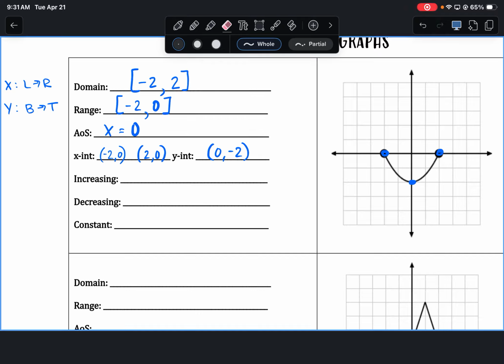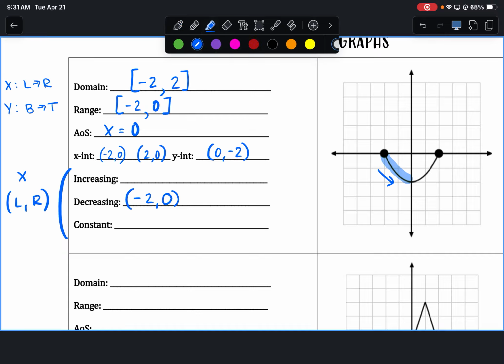Now we're going to look at increasing, decreasing, constant. When we do this, remember, we are looking at our x values, and we're going from left to right with parentheses. So I'm going to start on the left of this graph. Am I increasing, decreasing, or constant? Decreasing. Okay. Where does that section start decreasing? What x value? -2. Where does that section stop decreasing? What x value? 0. So it's from -2 to 0.